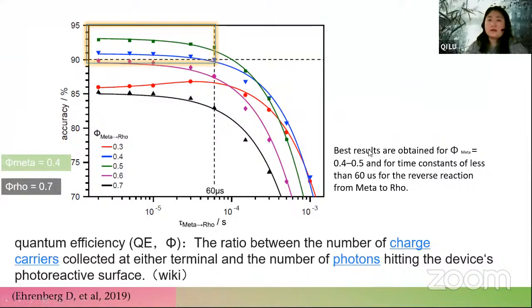We get this result from this analysis of the quantum efficiency, and this result is coming from this paper.